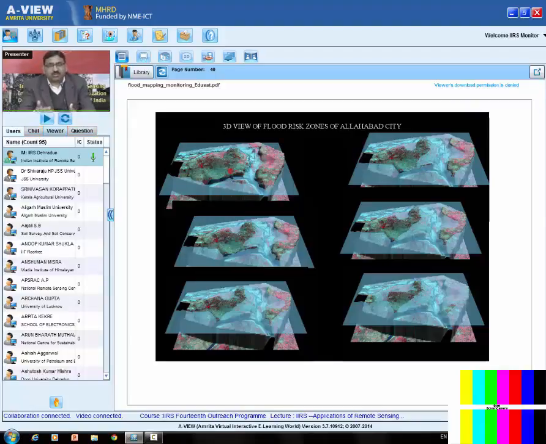Number two, there is another option. I can tell the people, gentlemen, this is a flood prone area. Please don't construct any house there. So this is the preparedness. By using the flood hazard map or risk zone map for different return periods, I can prepare for future threats.